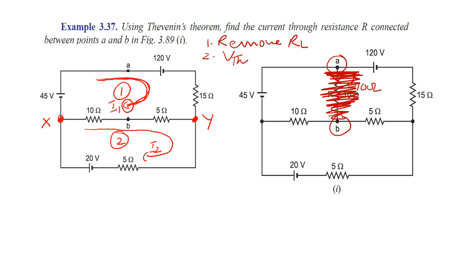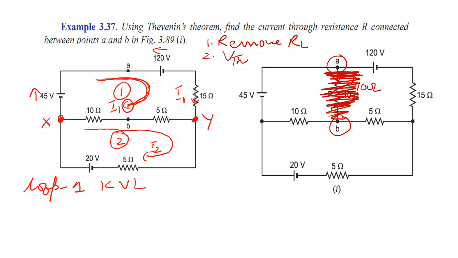If I see from loop 1, in loop 1 apply the KVL. Here the direction of the voltage is this, and here the direction of the voltage is this, and this I1 is also passing through the 15 ohm. The direction of the current I1 through the 15 ohm is like this.